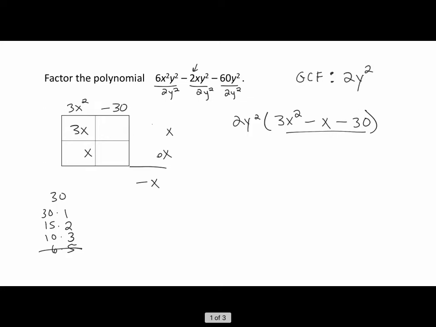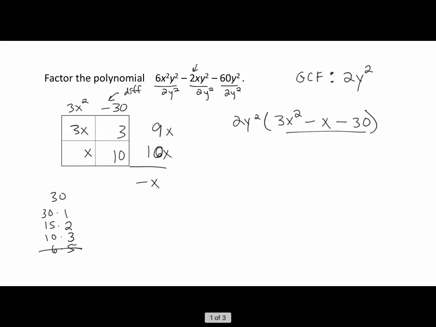Let's try 10 and 3. So that'll give us 30 and 3x. That's not going to work. How about the other way, 3 and 10? So that'll be 9x and 10x. That might work. Let's look at the signs.